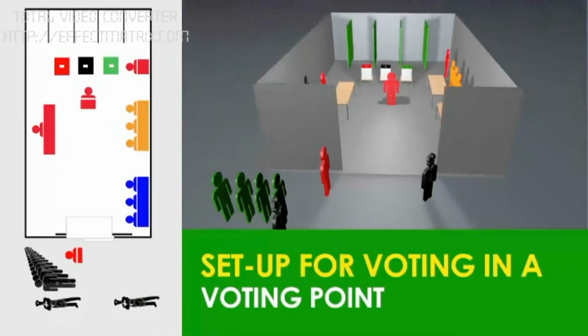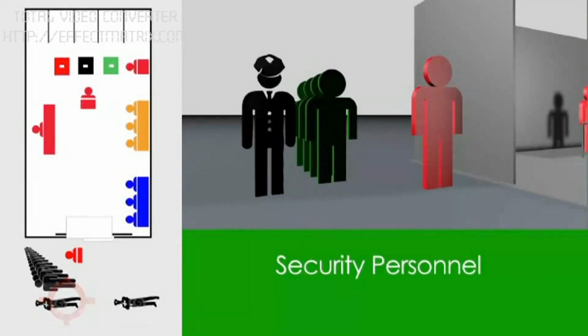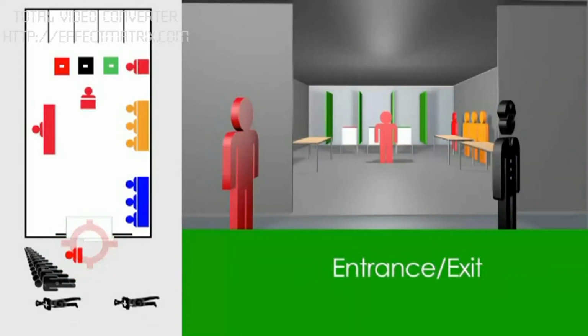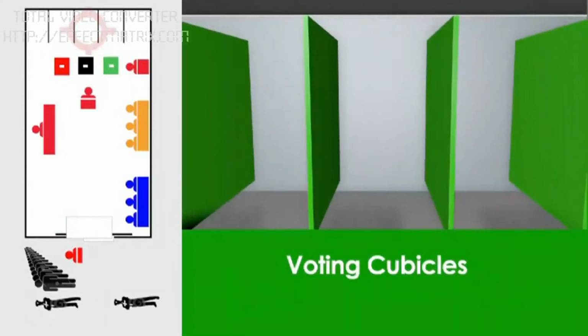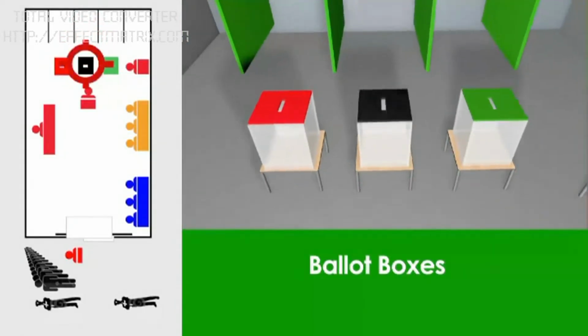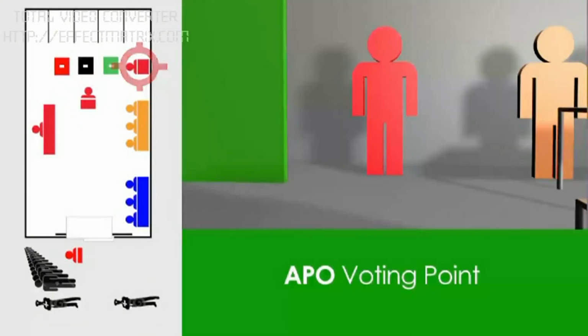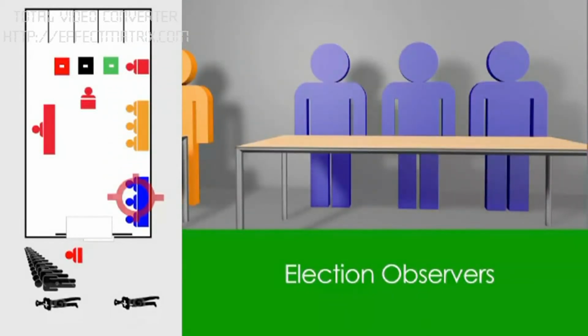Setup layout for voting in a voting point. This is the security personnel, and this is the APO3 in charge of queuing. This is the entry and exit point. Here is the APO2 ballot paper issuance and inking. These are the voting cubicles. Here are the ballot boxes. This is the APO1 who oversees the process. Here we have the party agents. And these are the observers.